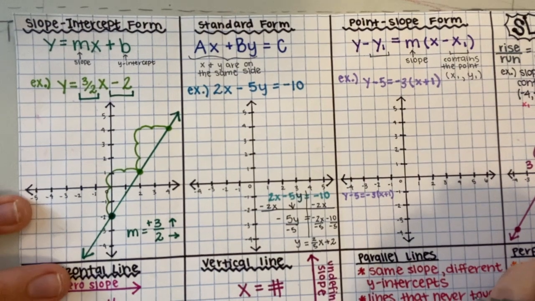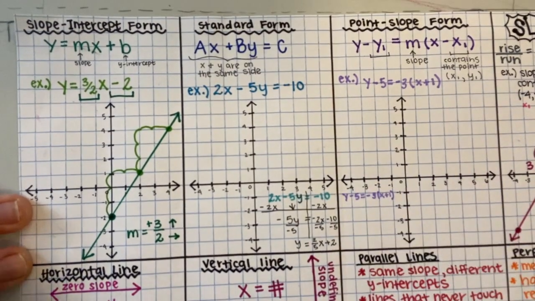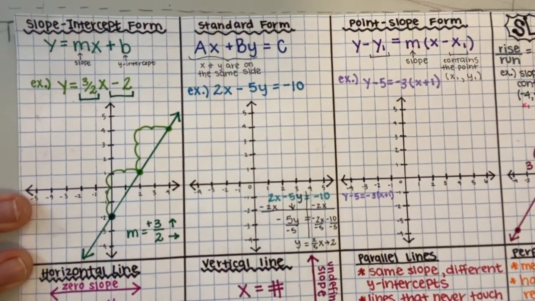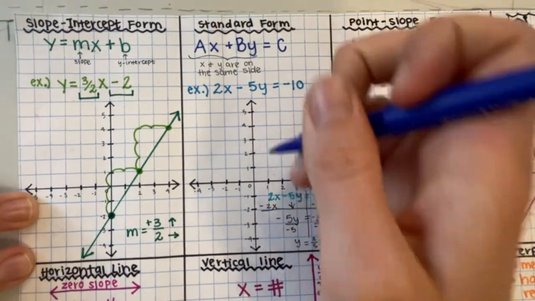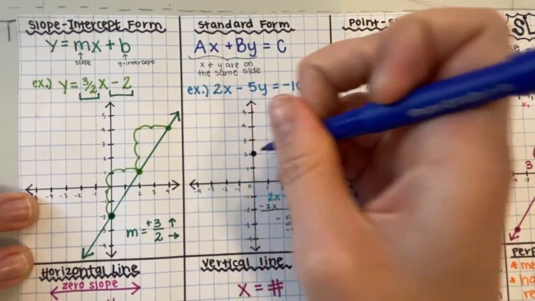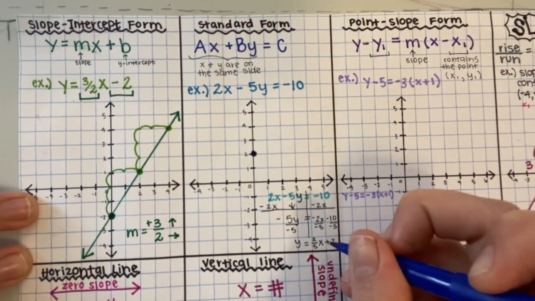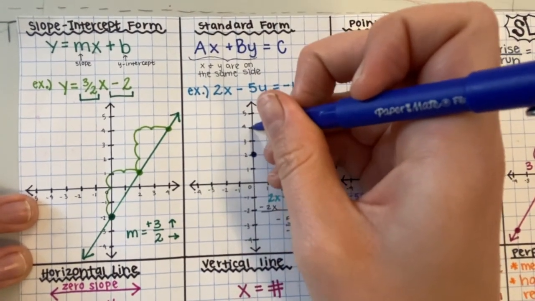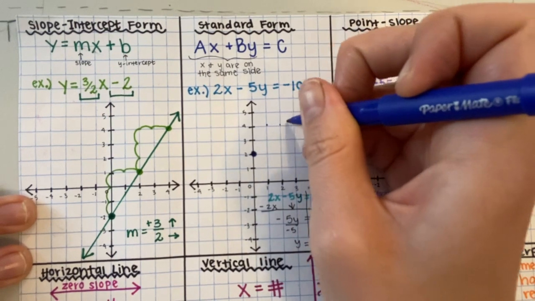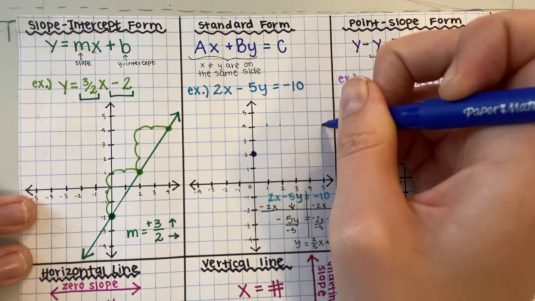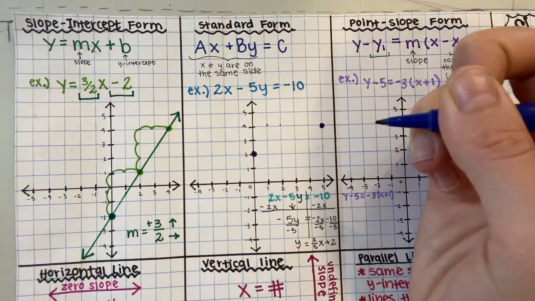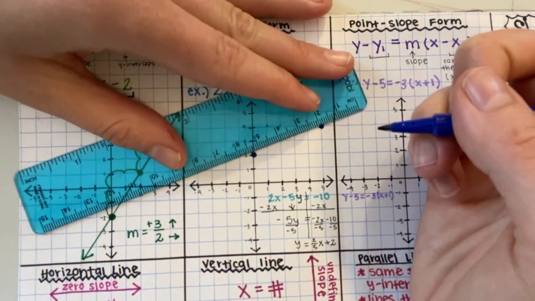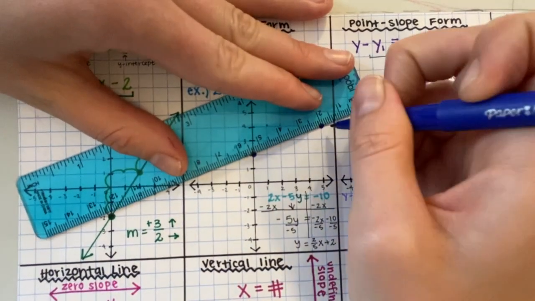So that makes graphing really easy because I would just plot my y-intercept, which is 2. And then I would use my slope, which is 2/5. So we go up 2 and right 5 and plot a second point. And then I would connect these dots and extend the line.